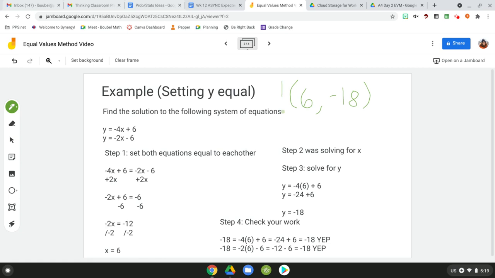So that would be my answer right there. Just going to put a little, pardon my handwriting, answer. That is our answer. Okay? And we always list our answer as an ordered pair, meaning you need both the x and the y value represented in a point.